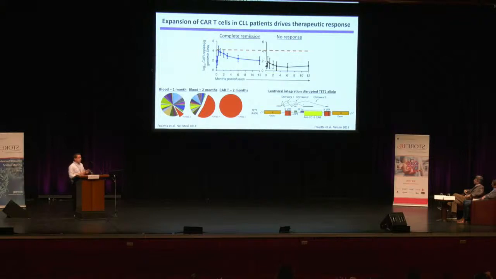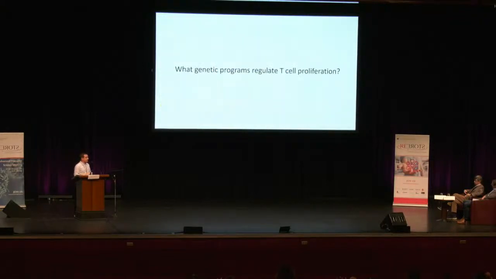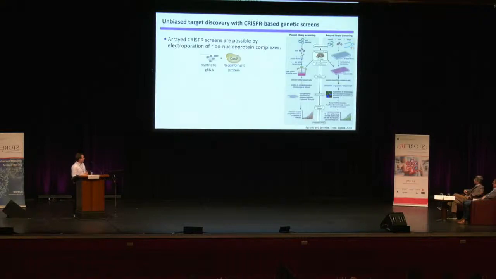So now, knowing that proliferation is key for the success of these types of strategies, I wanted to ask the question: what genetic programs regulate T cell proliferation? And also, we wanted to approach this in the most unbiased way possible. So the way to go about it is to do some kind of genetic screen for different perturbations.